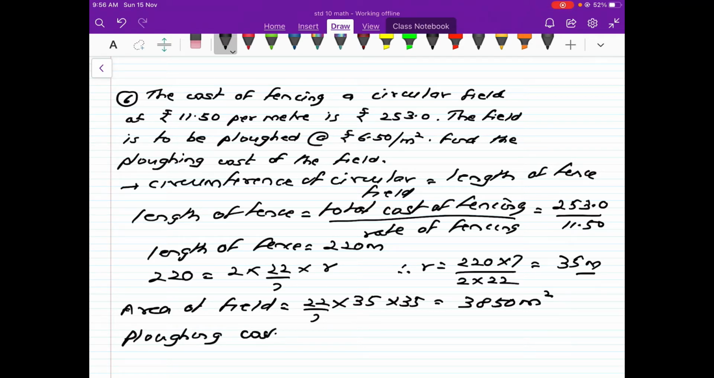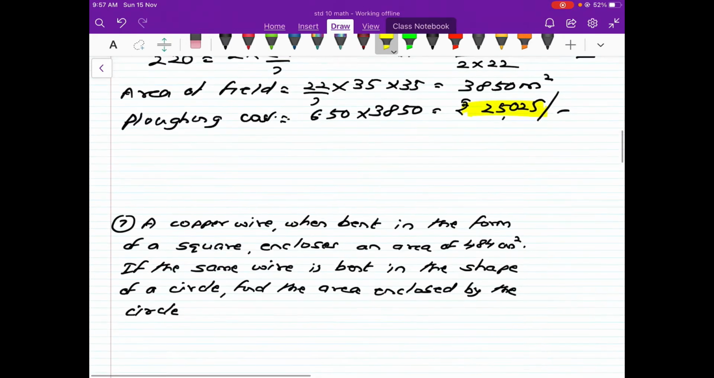So the plowing cost is equal to the rate, which is rupees 6.50, into the area, which is 3850. So we are getting a final figure of 25,025 rupees. So this is the final answer. Moving on to the next sum.